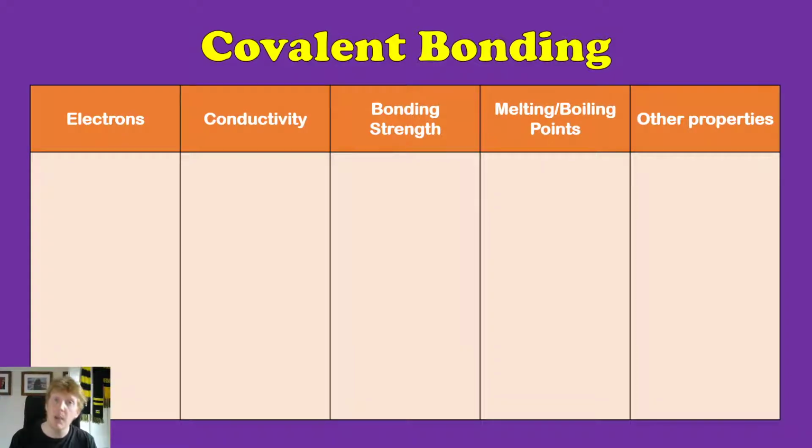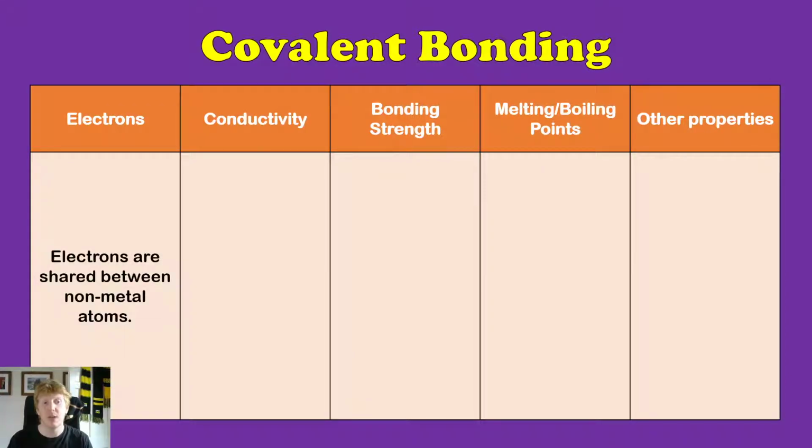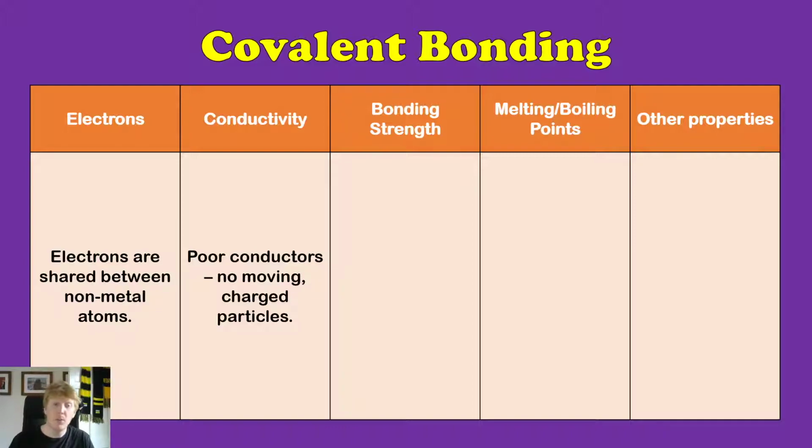So here we go. So what happens to electrons? We literally just went through it. Electrons are shared between non-metal atoms. Well, what about conductivity? Well, they are really poor conductors. Look back there. All those electrons are locked up in that atom structure. They're not free to move around. You don't have moving charged particles, and therefore they are really poor conductors of electricity.